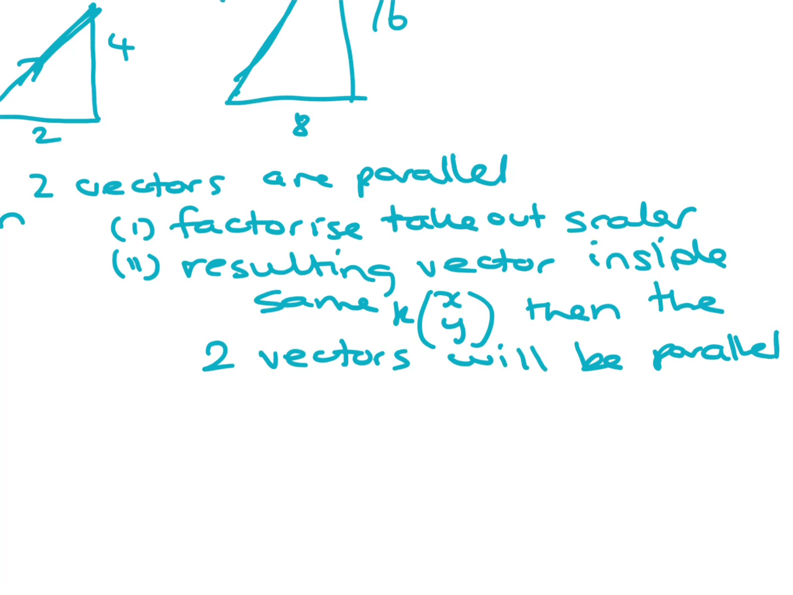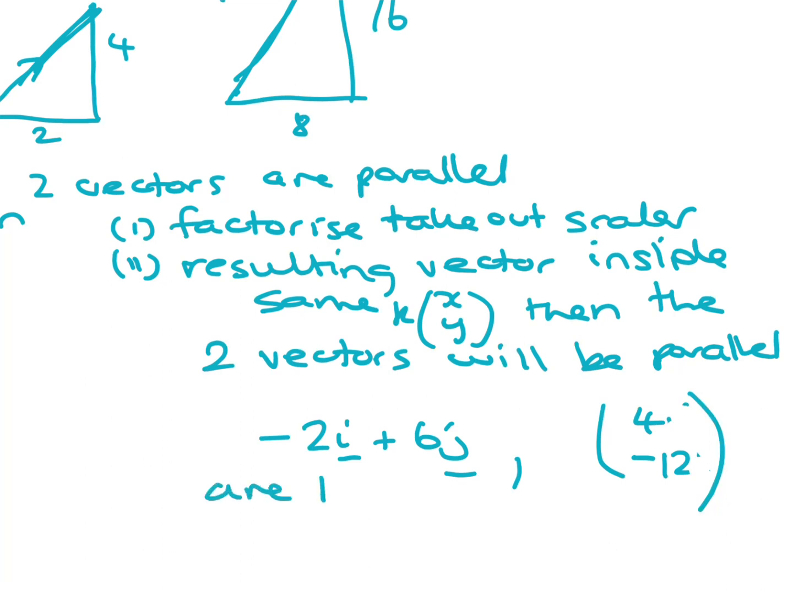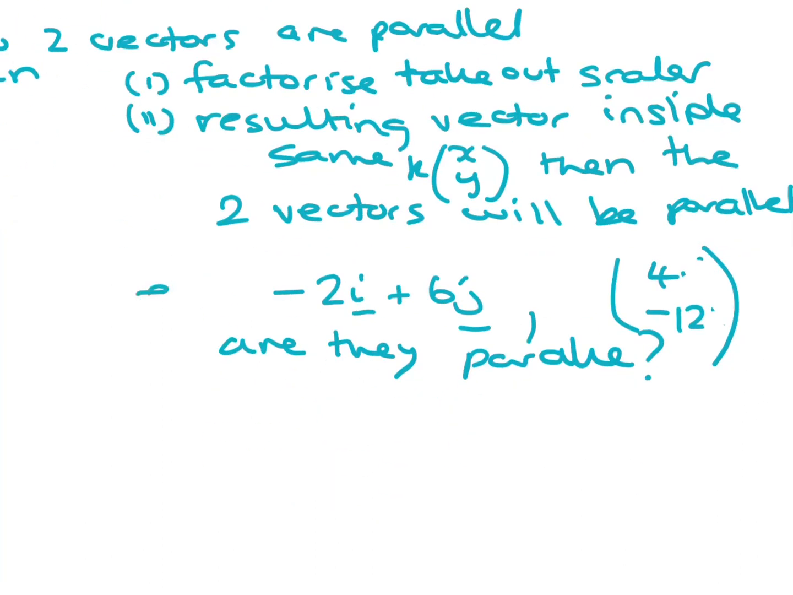So further on that, if you had minus 2i plus 6j, and then you had 4 and minus 12. Oh, you don't need the j there, sorry, my mistake. So 4 and minus 12, are they parallel? That's the question. Okay, so let's have a look at this. You've got this one and this one.